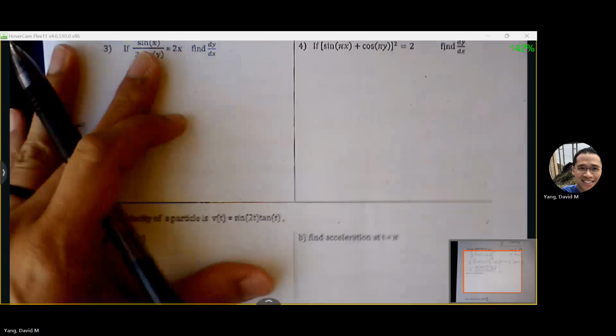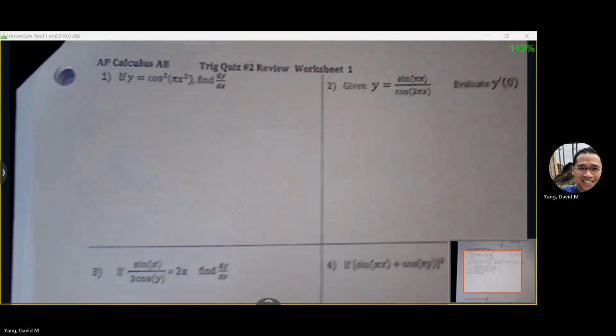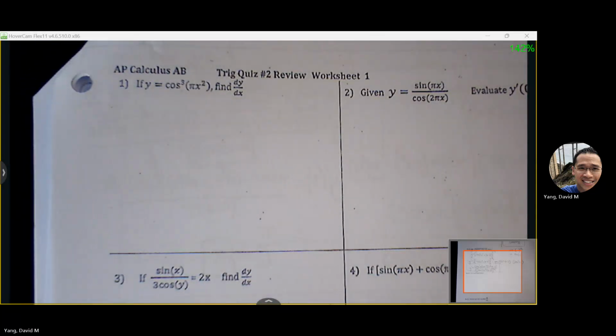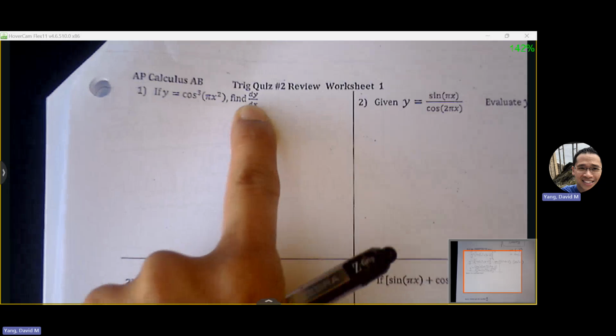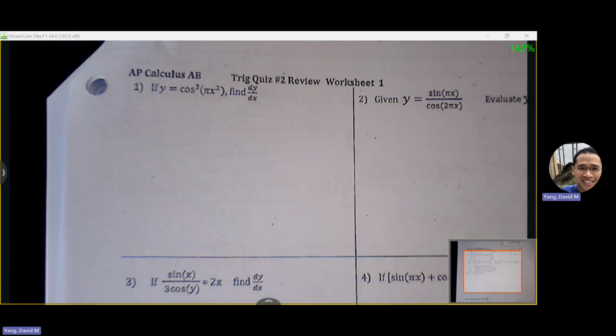Okay, page 13. Okay, number 1, cosine cubed of pi x squared. Find dy dx, find the derivative. Look at how this is set up. What should be the first thing that we do here?